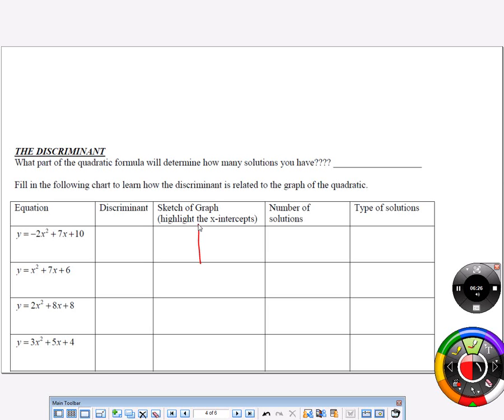But I want to see a sketch of the graph. And it says highlight the x-intercept. So just make really bold on your paper where the x-intercepts are. So 4 graphs are what you're going to get off the calculator. And I just really want you to fill in where those x-intercepts are. Tell me the number of solutions that you have.